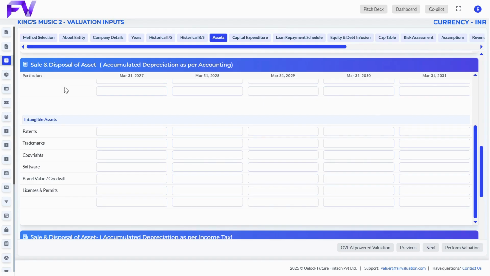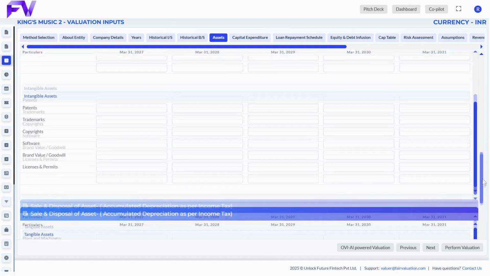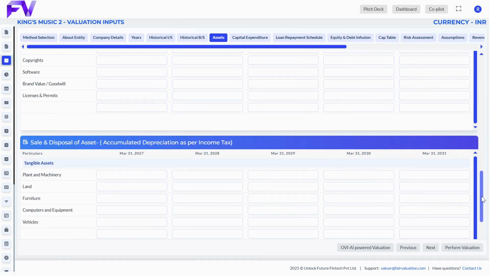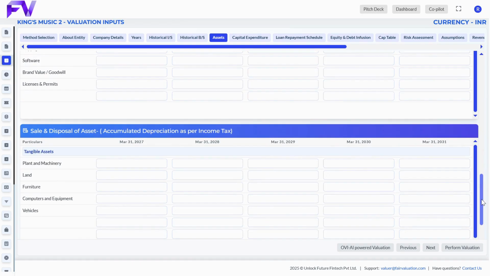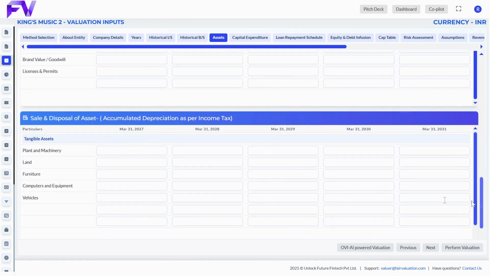Moving ahead, you'll find sale and disposal of assets accumulated depreciation as per accounting. This represents the portion of depreciation already charged in your financial books for the assets being sold or disposed of. Enter the projected figures for each of the next 5 years.